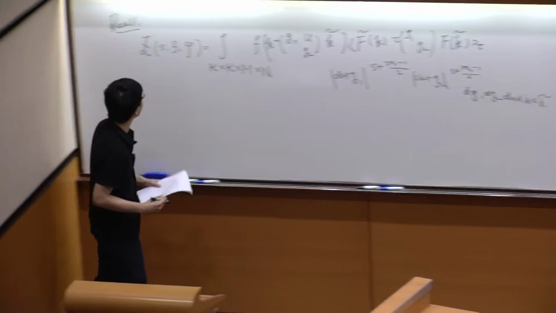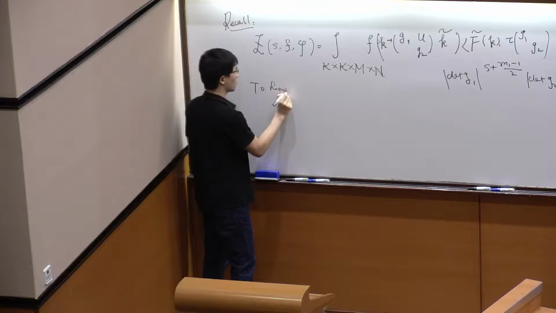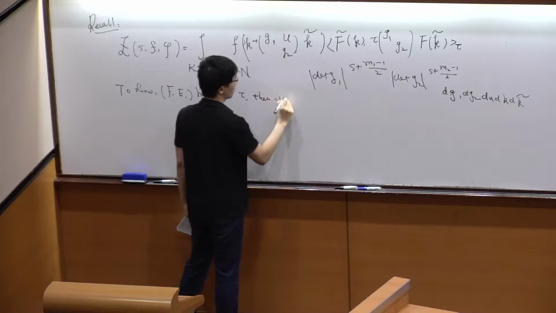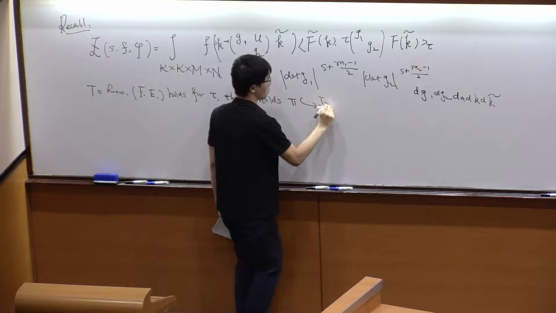Then we want to show that if the functional equation holds for tau, then it holds for any sub-representations pi of the induced representation.